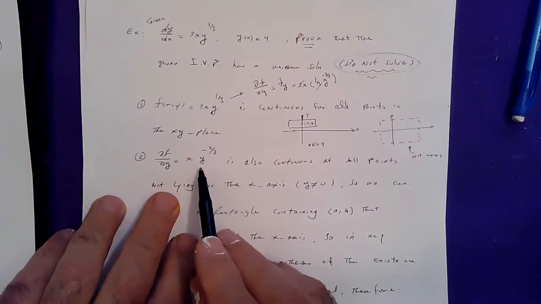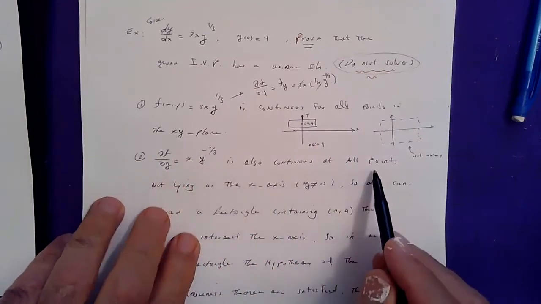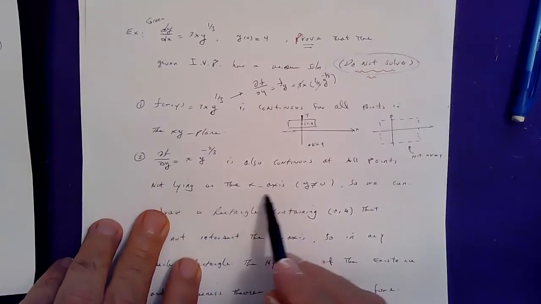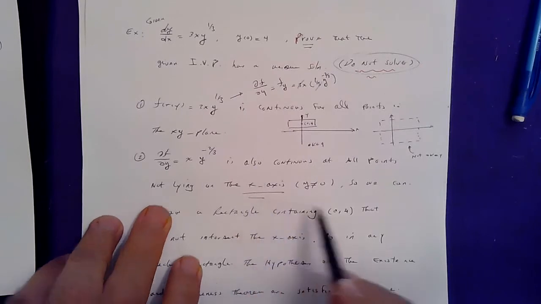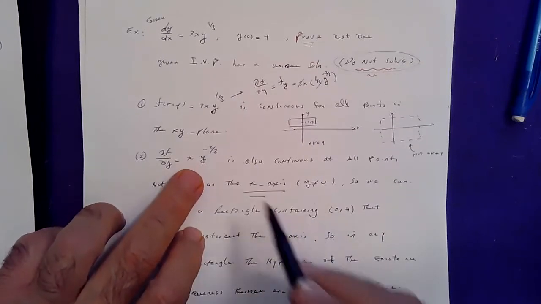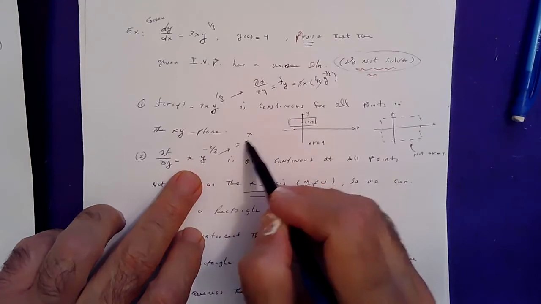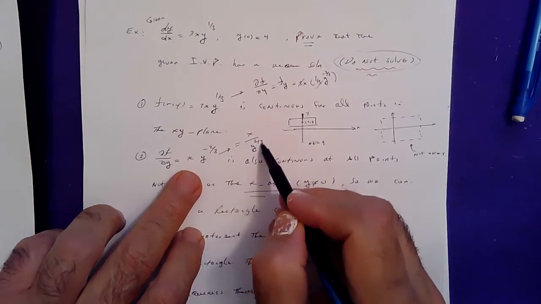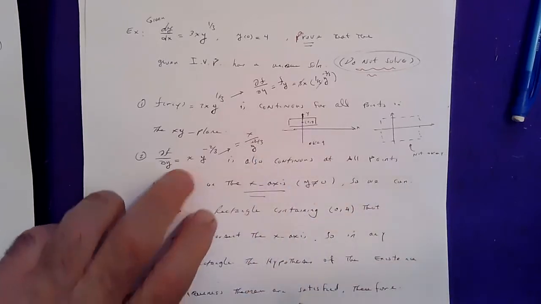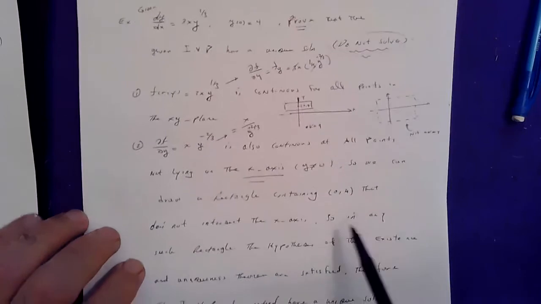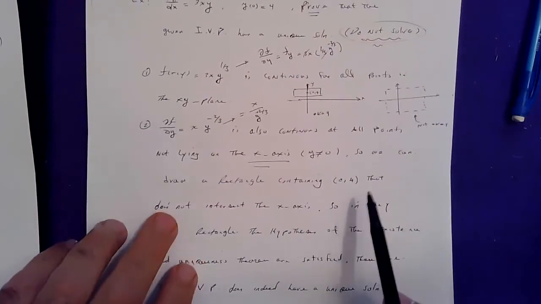However, this is also continuous at all points on x and y, except the ones which lie on the x-axis. In other words, y cannot be 0. Why is that? Because this is the same as x over y to the power of positive 2/3, and if y is 0, this fraction blows up. So what's the conclusion?